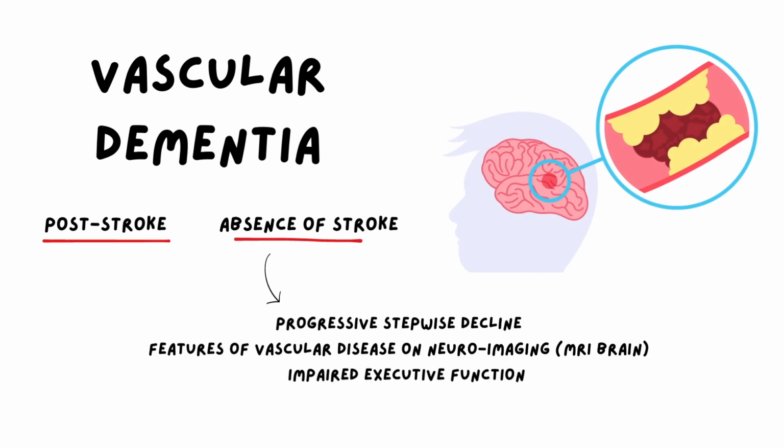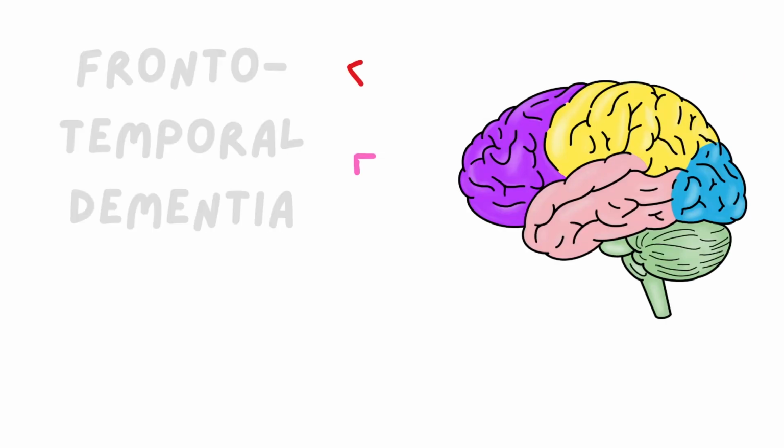Vascular dementia can present post-stroke or in the absence of stroke. In the absence of stroke, there is progressive stepwise decline with prominent features of vascular disease on neuroimaging. They tend to have prominent impairment of executive function, compared to Alzheimer's, which frequently impairs memory.